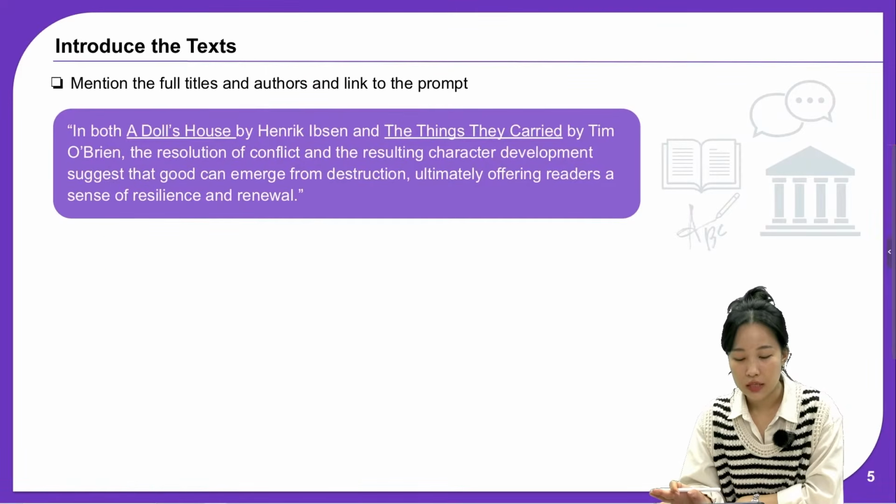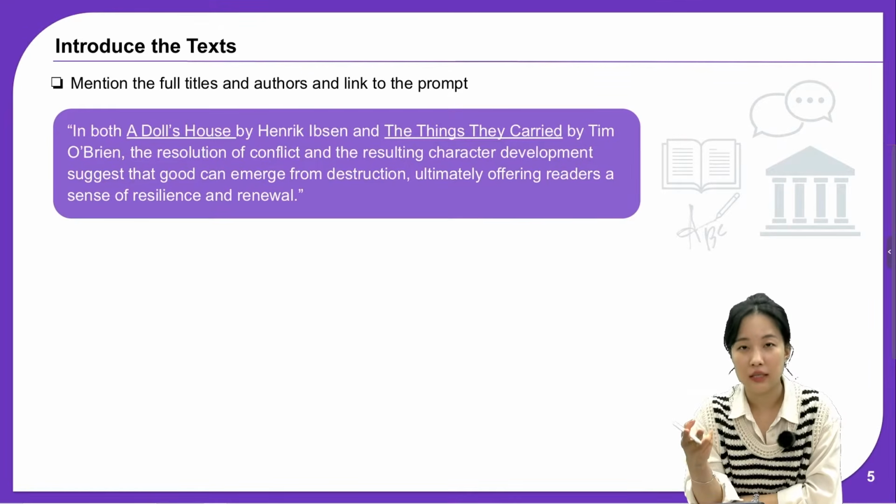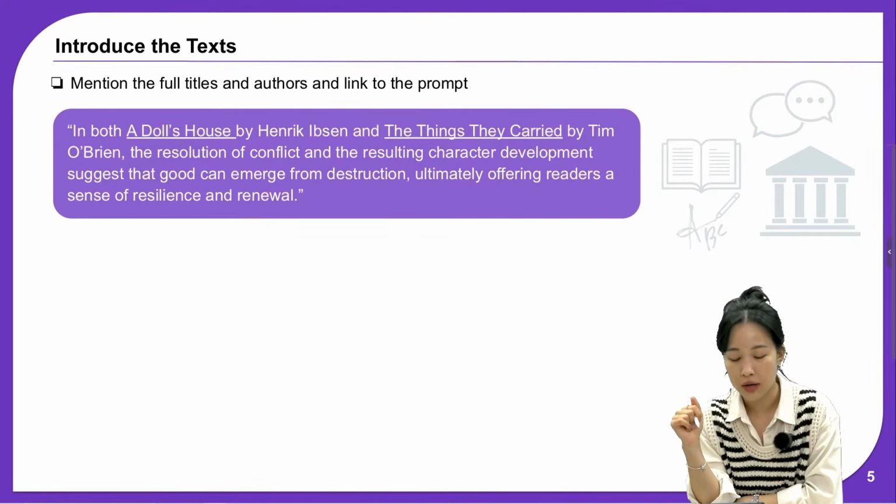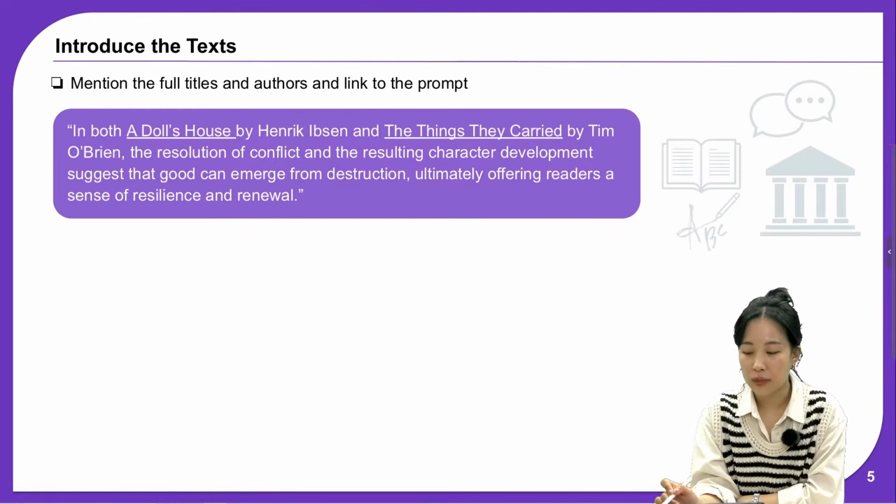When we introduce the texts, which will come as the second sentence of your introduction, here is the part where you want to mention the full titles and authors, and basically just give out the phrasing from the prompt to ensure that you're making sure that the two texts have relevance to the prompt. So for this example, I'm going to be using Henrik Ibsen's A Doll's House and The Things They Carried by O'Brien. And you always want some kind of signposting.